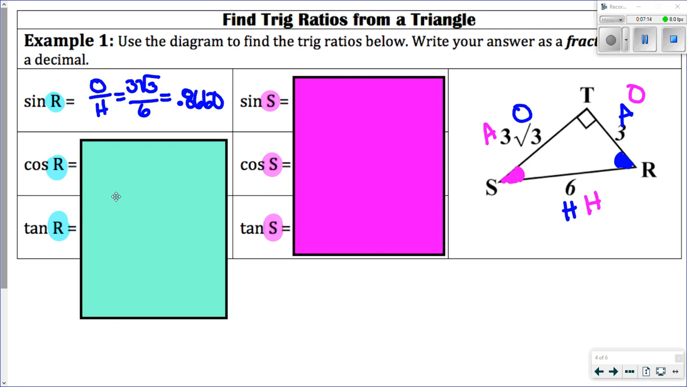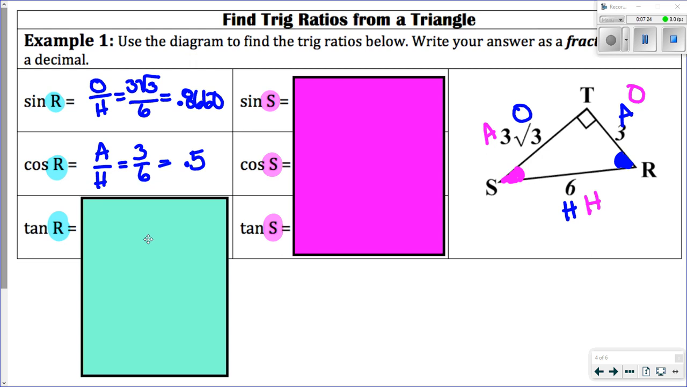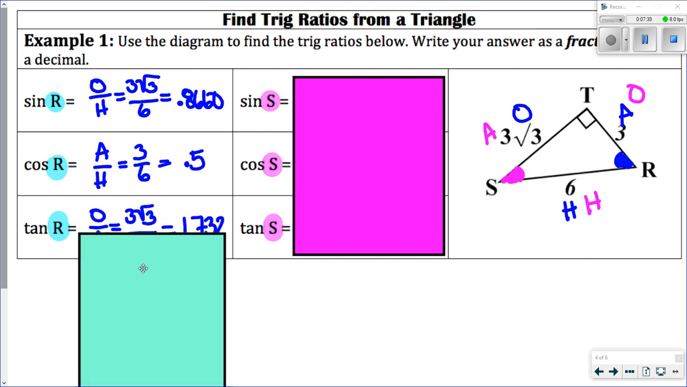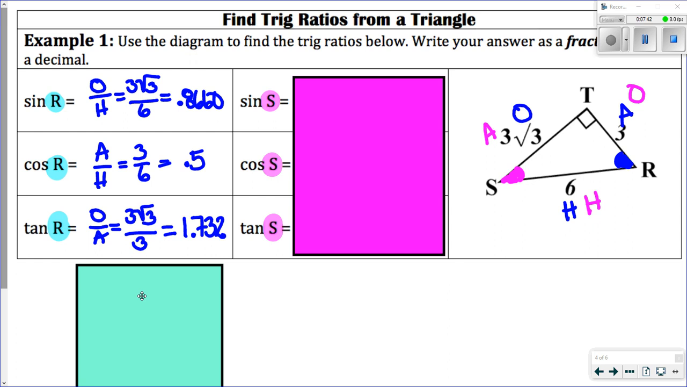The next one is cosine R. Cosine R is adjacent over hypotenuse. So adjacent, it'd be 3 over 6. And when you put it into decimal form, it would be 0.5. And for tangent, it's opposite over adjacent. So TOA, T-O-A. So that will be 3 root 3 over 3. And then when you do the decimal, it gives you 1.732. All right, so we've got the angle R and all three ratios.